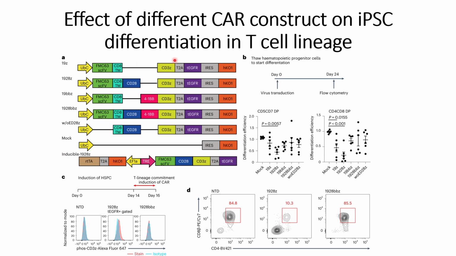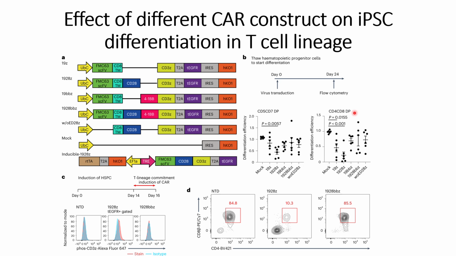So first, in order to check the different CAR constructs, the methodology they used is to first prepare the lentivirus and then use the viral transduction at day 0, and at day 24 they check the signals. For the mature T cell lineage they look for CD5 and CD7 double positive cells, and they are able to see a high signal in the case of 1928 beta Z, but it is low in the case of first generation 19 zeta and the second generation with 1928 zeta.